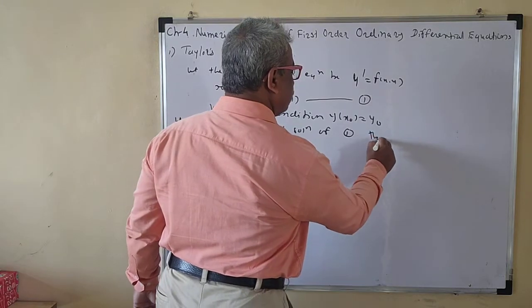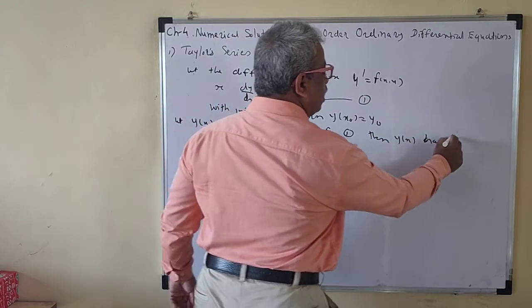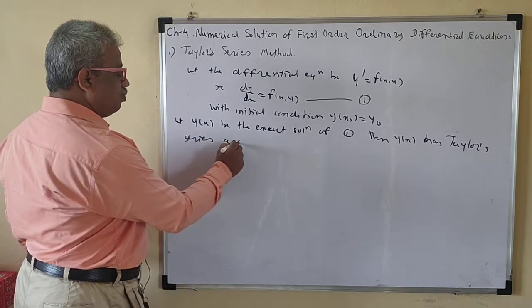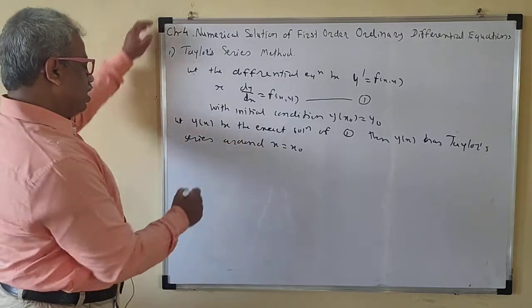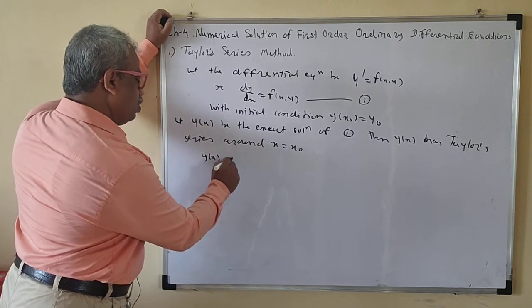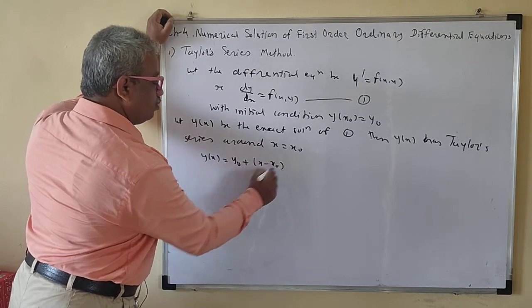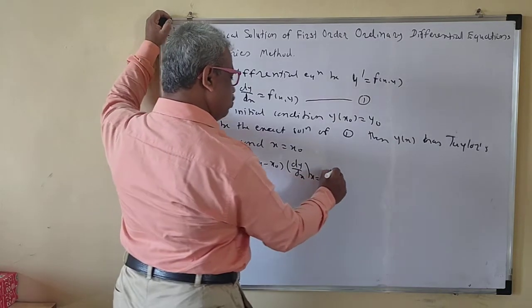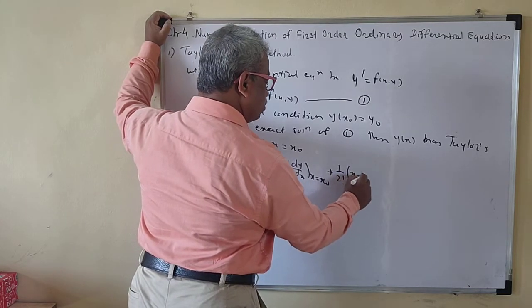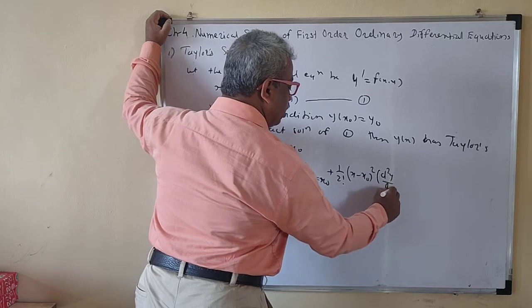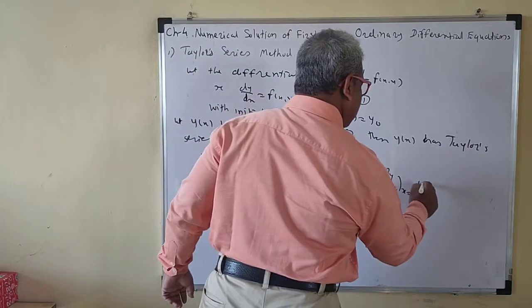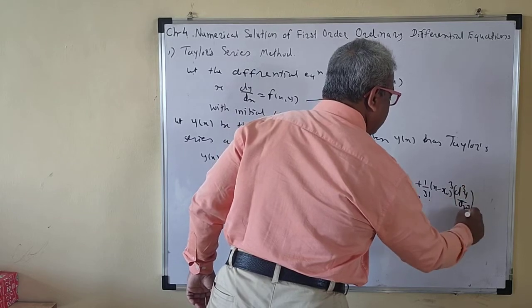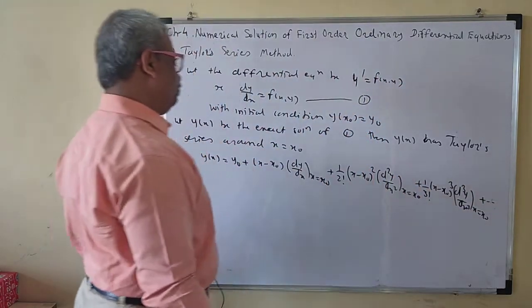Then y of x has a Taylor series around x is equal to x naught. That is, y of x is equal to y naught plus x minus x naught dy by dx at x is equal to x naught, plus 1 upon 2 factorial x minus x naught squared d2y by dx square at x is equal to x naught, plus 1 upon 3 factorial x minus x naught cubed d3y by dx cube at x is equal to x naught, plus dot dot dot.